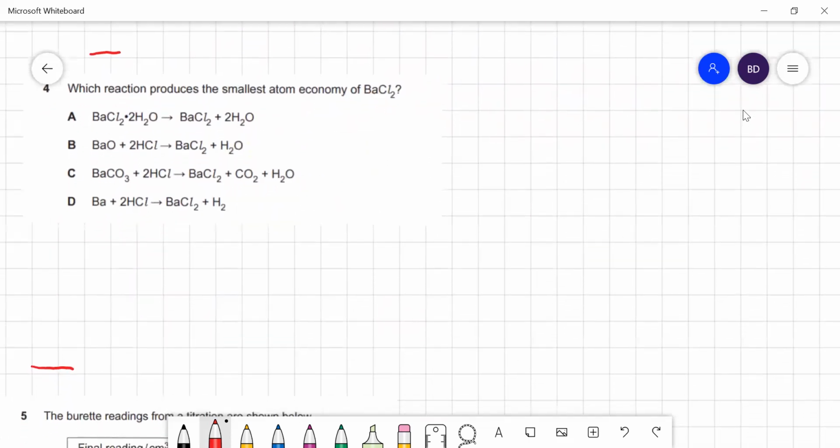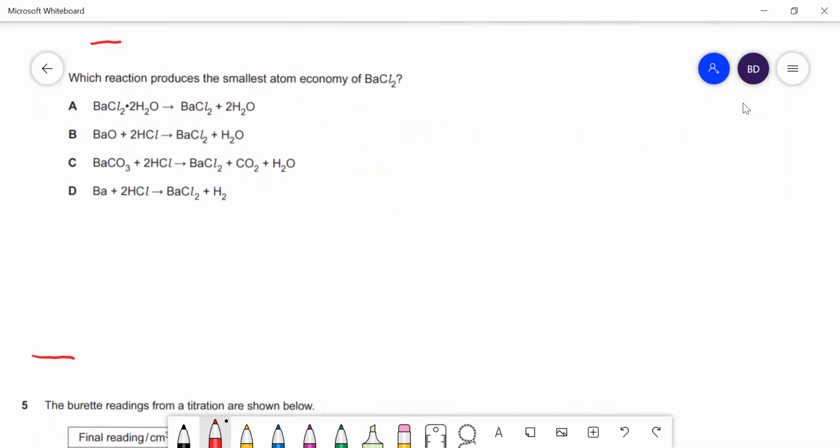Okay, which reaction produces the smallest atom economy of barium chloride? Now, if you're doing this multiple choice, you want to do it quickly, so you don't work out the full atom economy. But don't forget that atom economy is equal to useful over total mass of product.